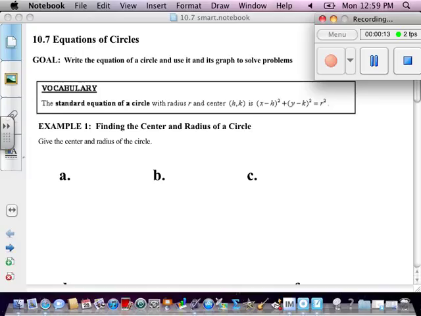All right, we're looking at example 1. We're going to find the center and the radius of the circle. Do you guys see this right here? This is the equation of a circle: x minus h squared plus y minus k squared equals radius squared. Okay? So h and k are your center. Your radius is your square.